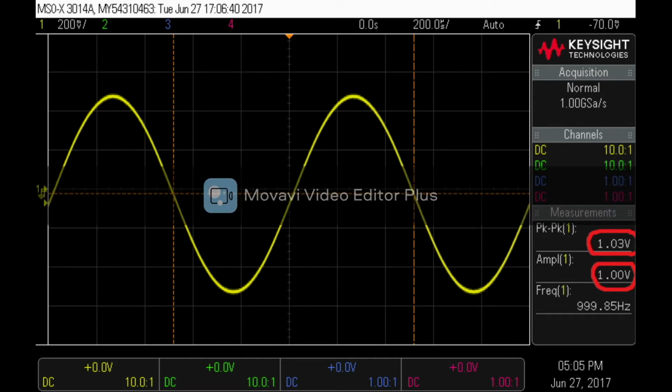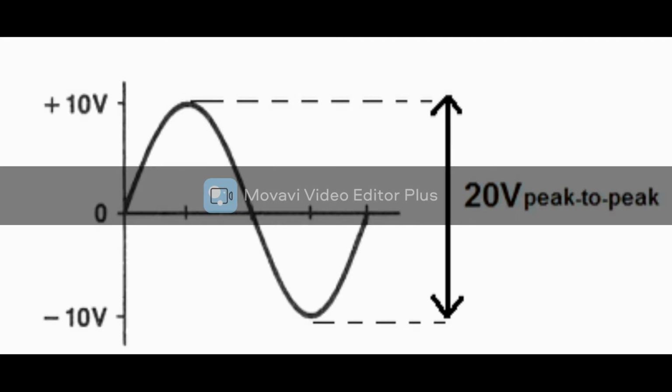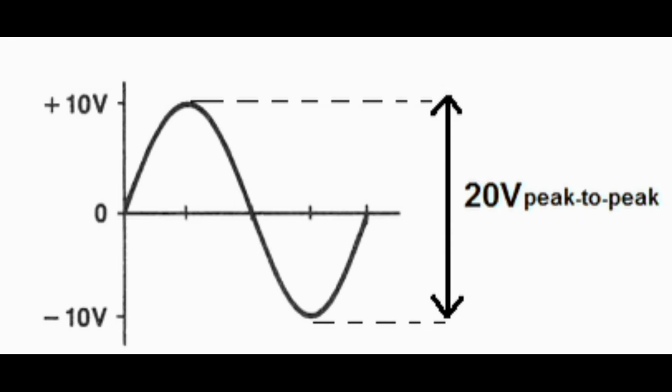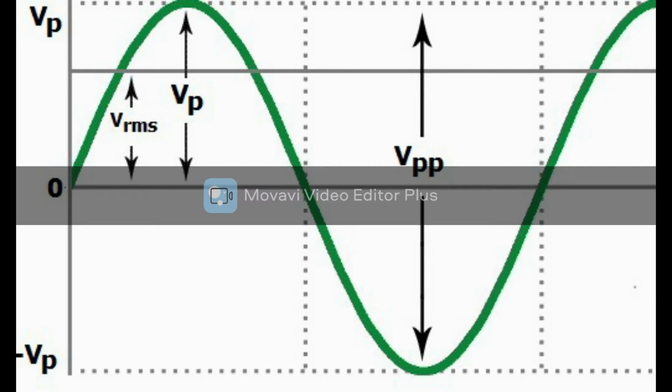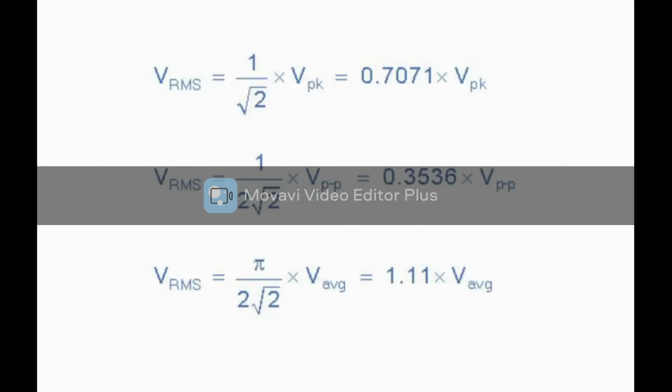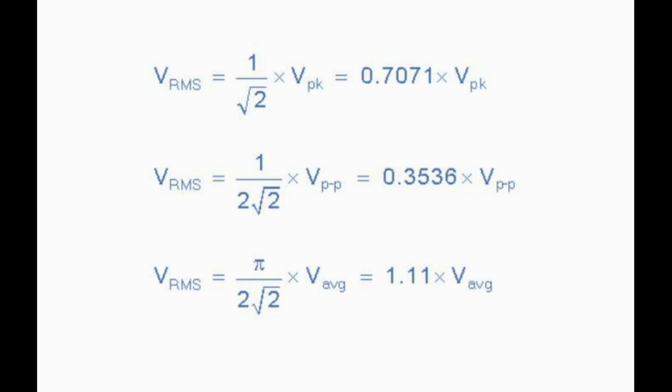The voltage difference between these two peaks would be referring to another term called peak-to-peak voltage, which is essentially double the voltage peak value. As shown here, the voltage peak would be 10 volts, therefore the peak-to-peak voltage would be 20 volts. The RMS voltage is essentially the equivalent DC voltage, also known as the effective voltage. This is determined by dividing the peak voltage by the square root of 2, or multiplying by 0.707.